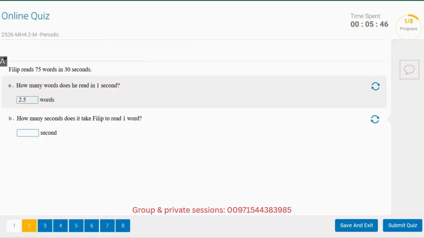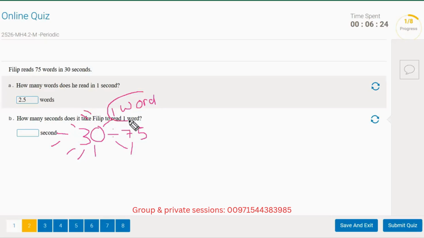The next thing, keep in mind, is how many seconds it takes Philip to read one word. Now, look at the statement, it changed. From 1 second, it changed to 1 word. So for 1 word, what will we do? We want 1 second, now 30 seconds, and 30 seconds will be divided into 75 words, right? Because we want to find out how many seconds is 1 word. 1, 1, 1, 75 times.